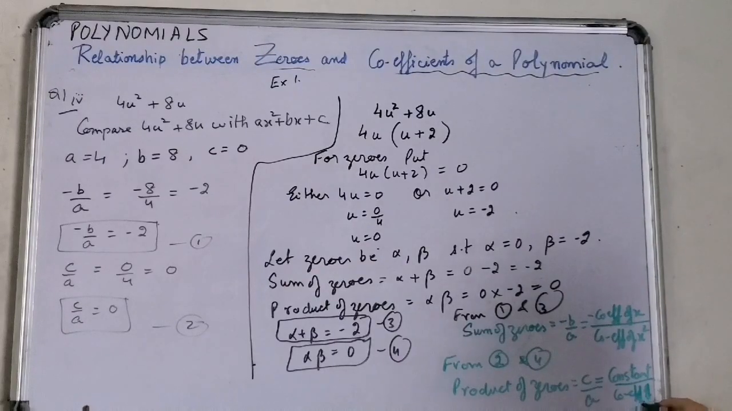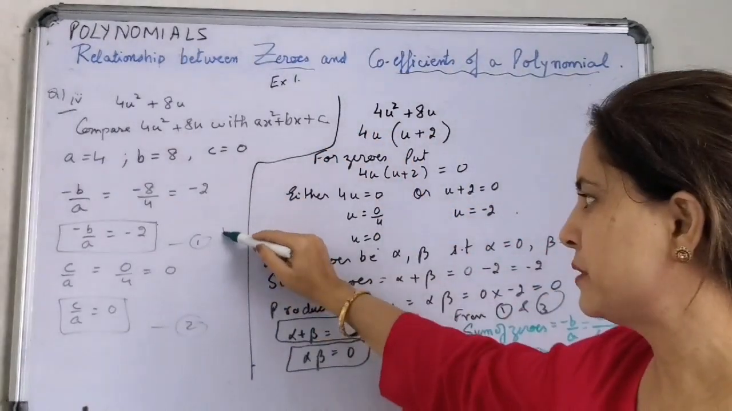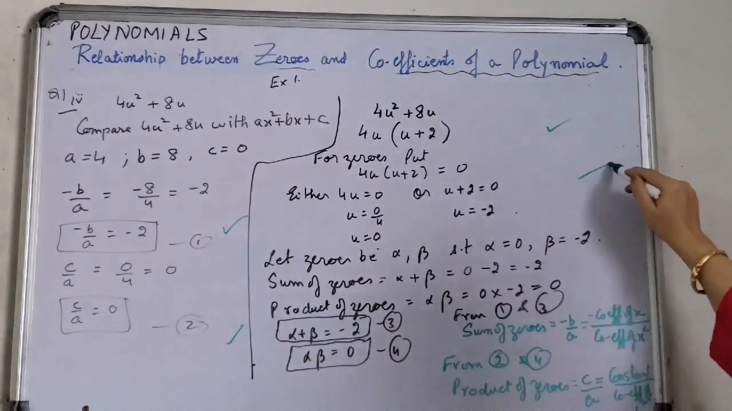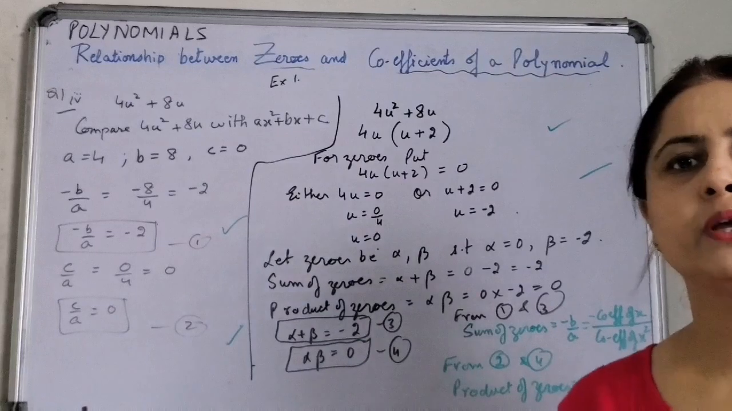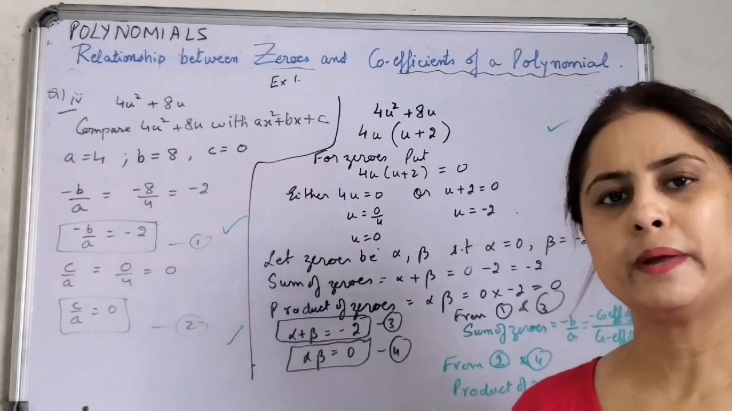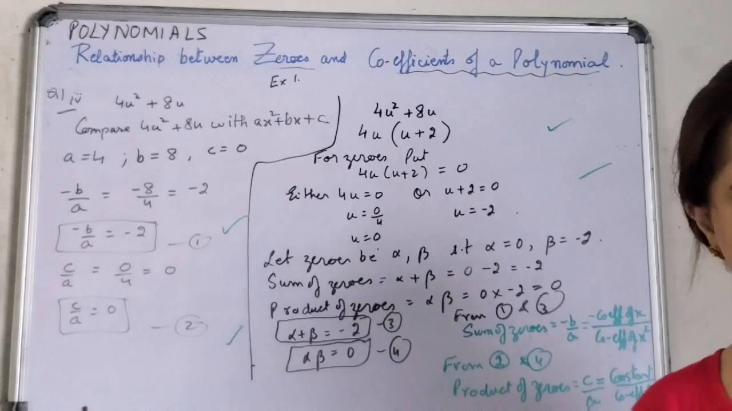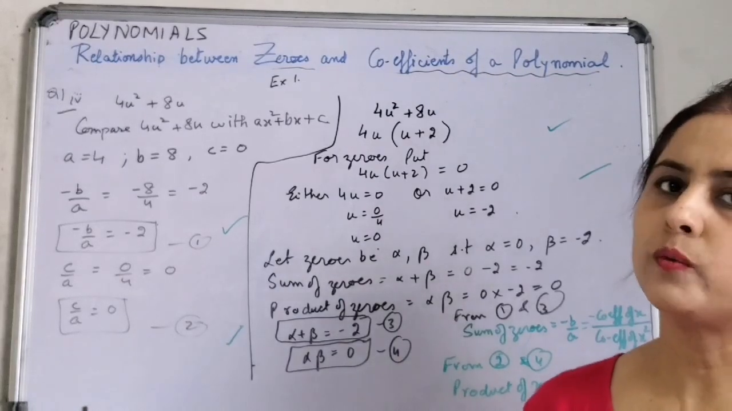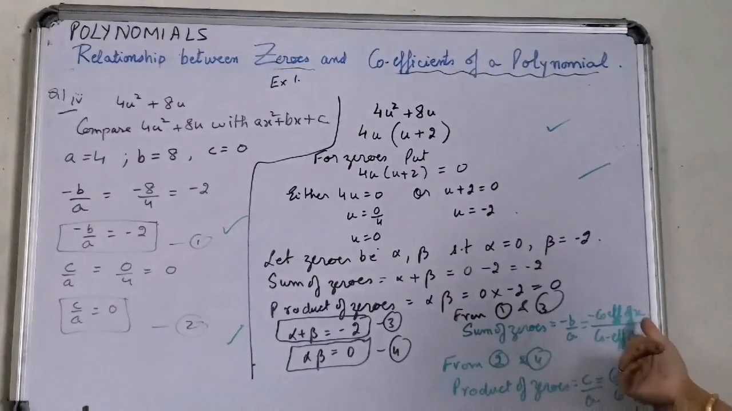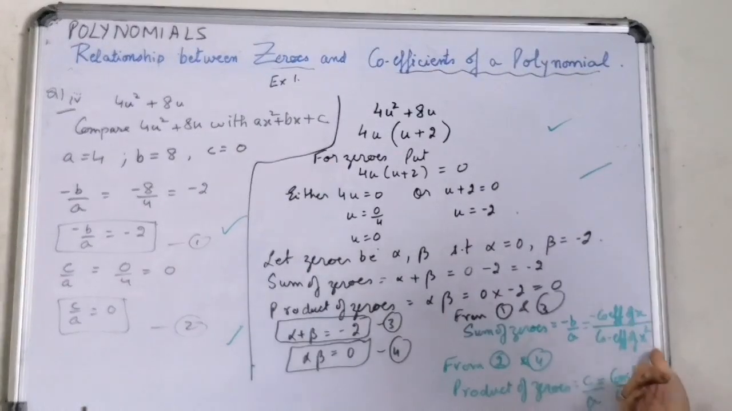I hope you are able to get it. First we took out the coefficients. We took them in the form of minus b upon a and c upon a. Thereafter we worked upon the zeros. Then we took out the relations from equations 1, 2, 3 and 4. Since these are the accepted relations, they are always going to remain the same. The sum of the zeros is always going to be equal to minus b upon a, and the product of zeros is always going to be c upon a, where b is the coefficient of x, c is the constant, and a is the coefficient of x squared.